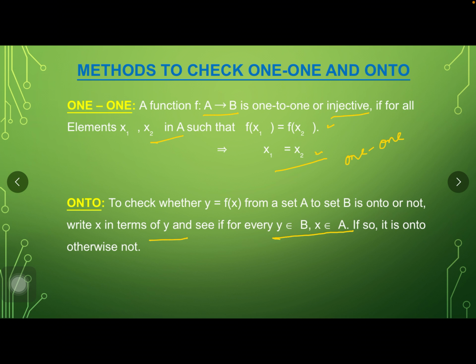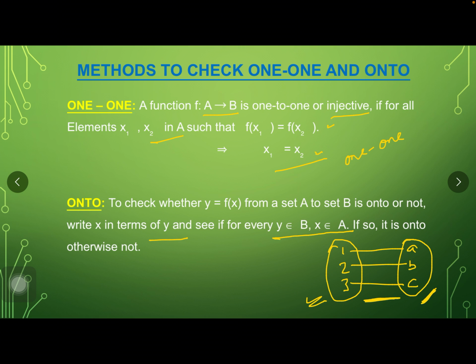To check whether y equal to f(x) from a set A to B is onto or not, write x in terms of y and see if for every y belongs to B, x belongs to A, so we say that it is onto, otherwise not. Practically, suppose we have these two sets A and B, and here we have the elements 1, 2, 3, and here we have the elements a, b, c, and this element is connected to this, this connected to this, connected to this. So here there are no elements in the codomain which do not have a pre-image. So this type of function is the onto function, right?